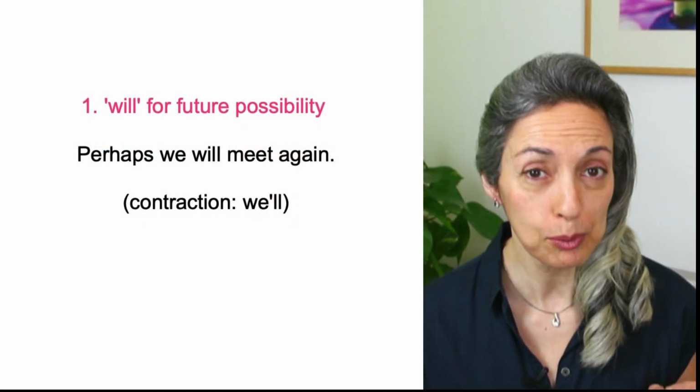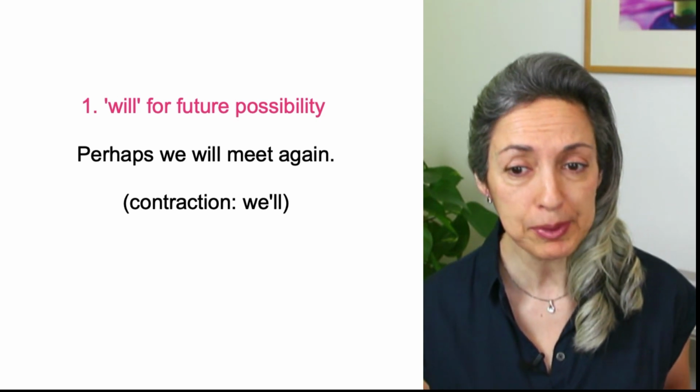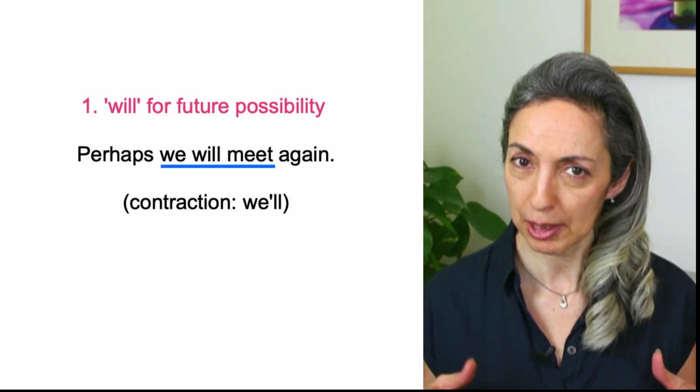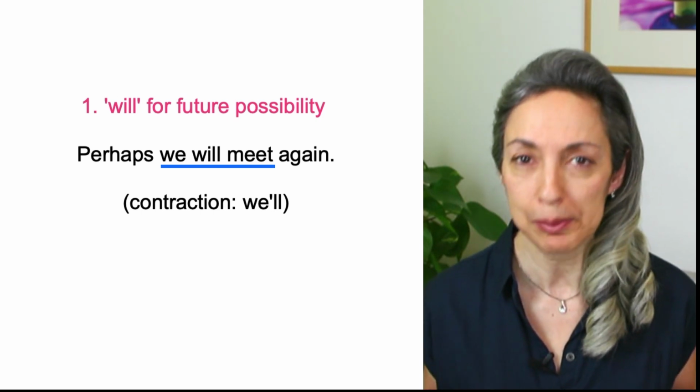Now let's begin our lesson by looking at the 5 common uses of will. The first use of will is for future possibility. For example, perhaps we will meet again. Make sure when you speak that you use the contraction, perhaps we'll meet again.